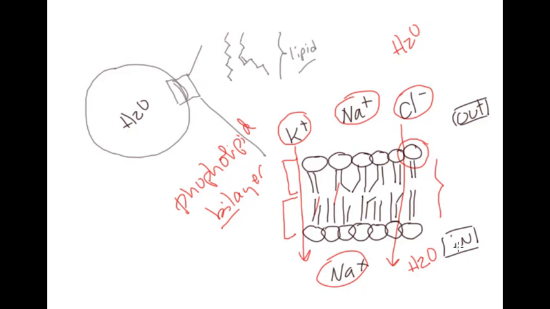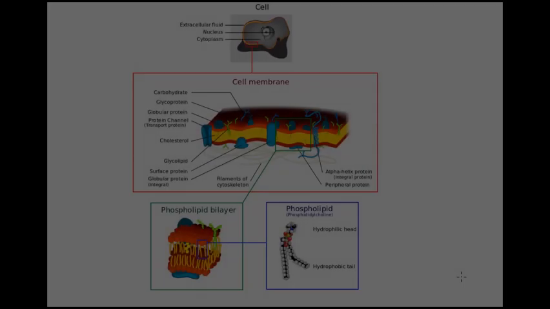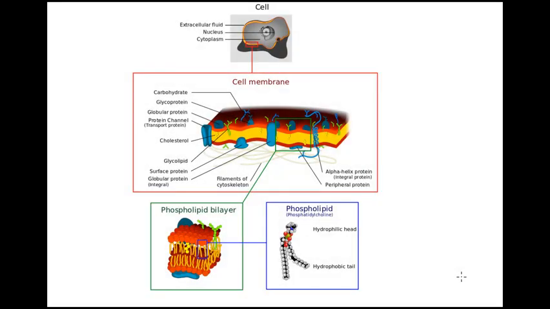So ions, by themselves, cannot cross this membrane. Whatever ion is on the outside will remain outside unless there's a special door for it, a special passage that allows those ions. So now enough with my drawings. I'm going to show you something more useful, I suppose.